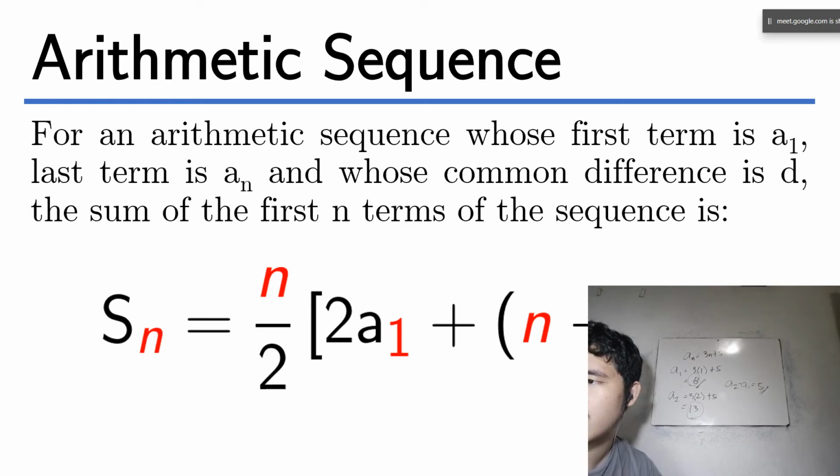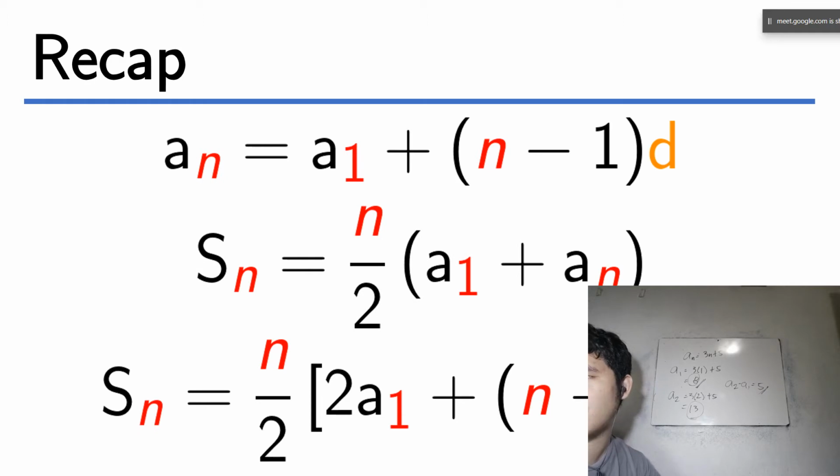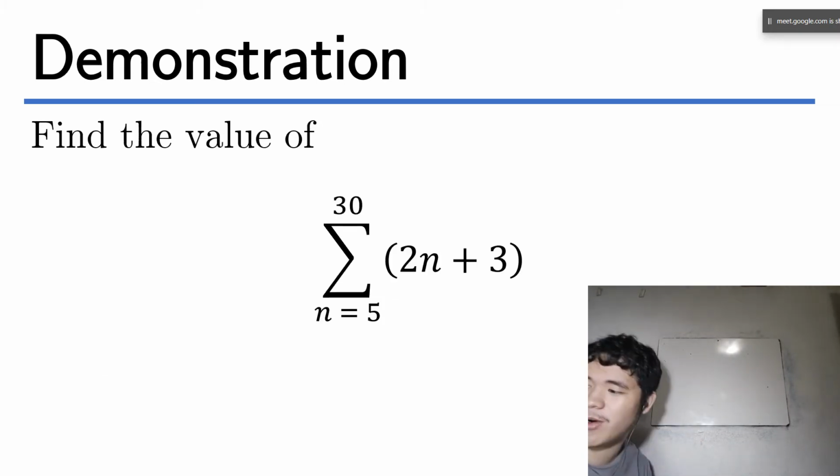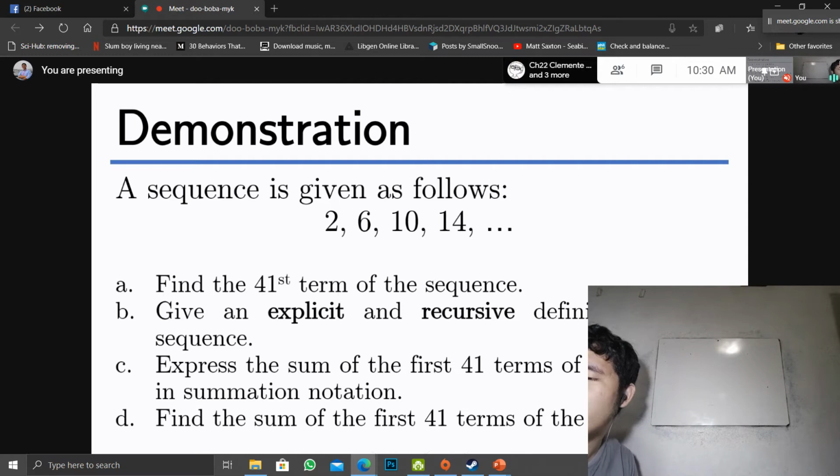So, n over 2 times 2 a sub 1 plus n minus 1 times d. That's the formula for the sum of terms. So, recap, these are our formulas. Okay, let me discuss. This is an all-in-one package. For each sequence, I'm going to show how to get the sum given that, and also how to answer when it's in summation form. I'm going to teach you how. Okay, here we go.